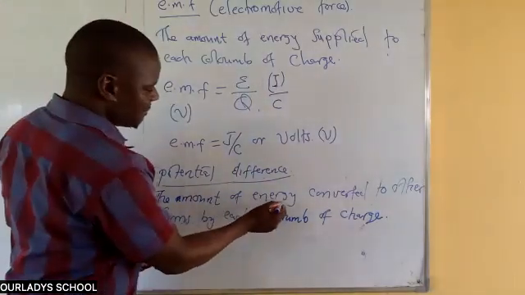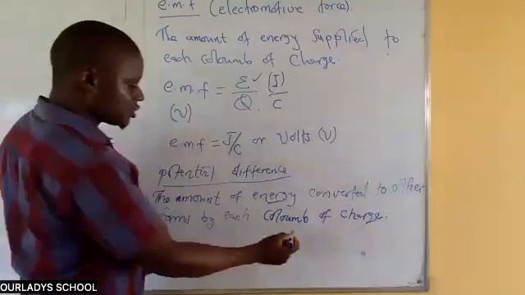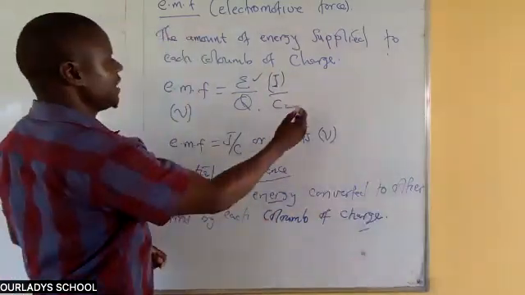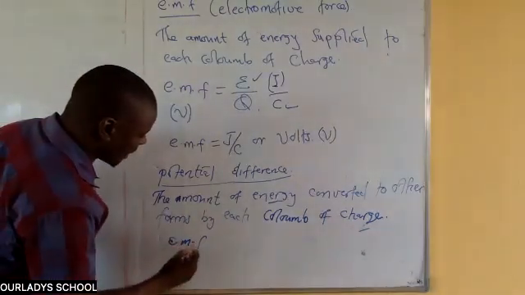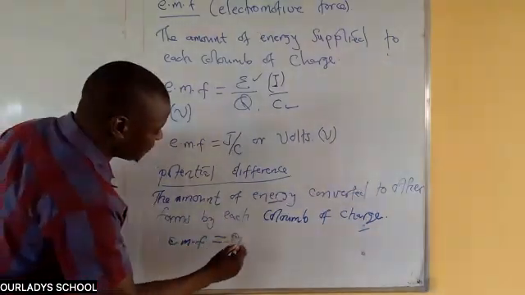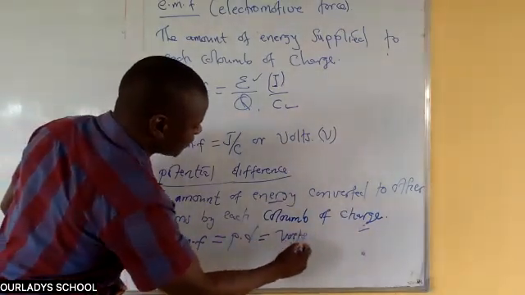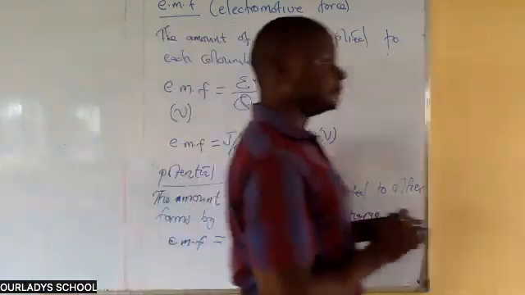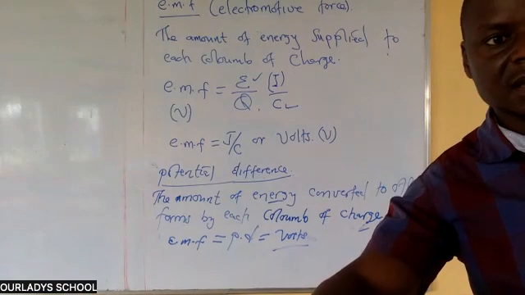Now, because we're talking about the amount of energy supplied, the energy is already here, the charge is already here. So EMF has the same units as the potential difference, which are volts.